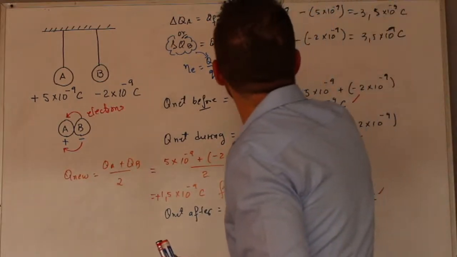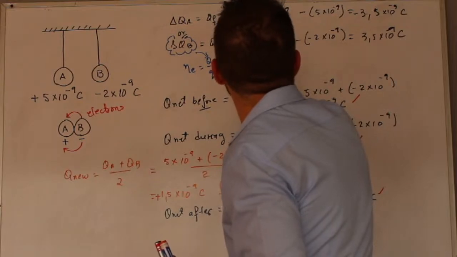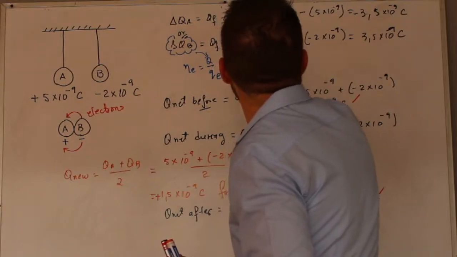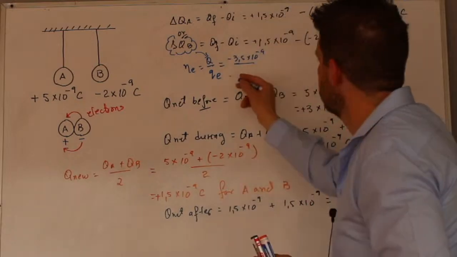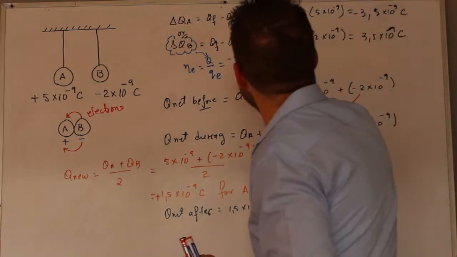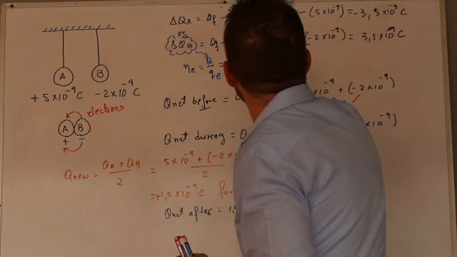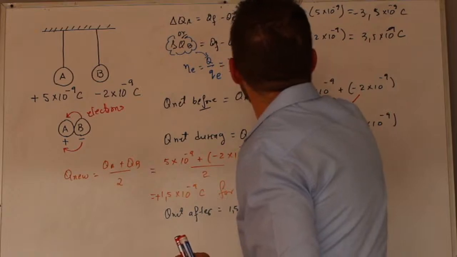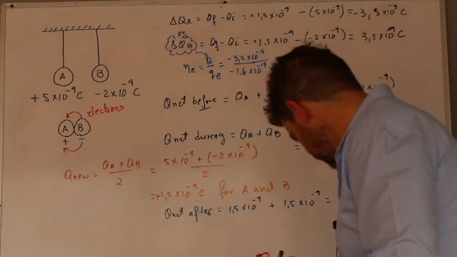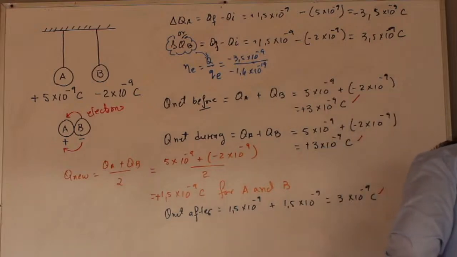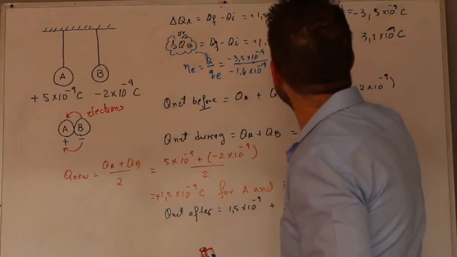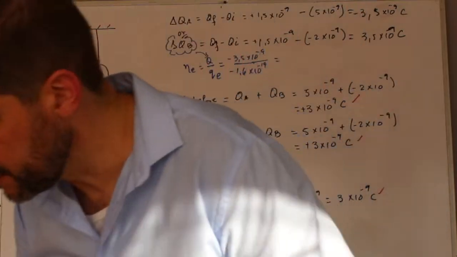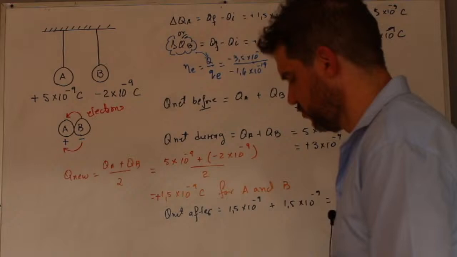This one is negative 3.5 times 10 to the minus 9 divided by the charge of one electron, which is negative 1.6 times 10 to the minus 19 coulombs. All right, I have the charge, the constants here on this table. Yes, there we go. So the final answer is going to be, and allow me to do that calculation as well.